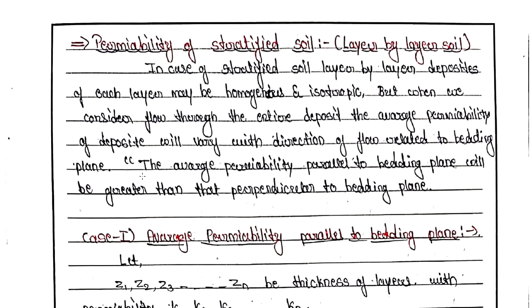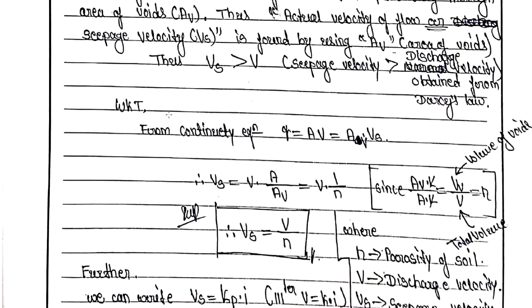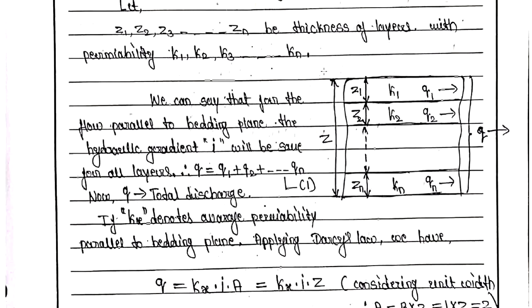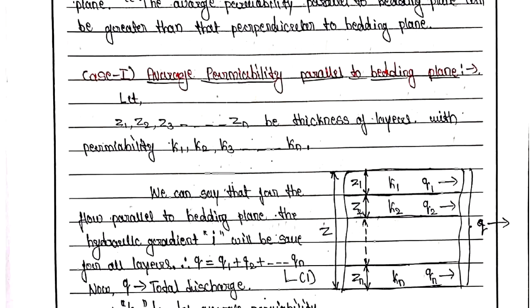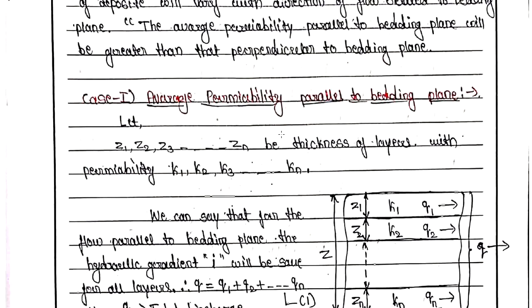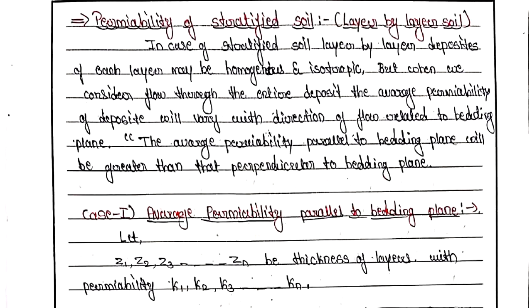By referring to this particular diagram, let us think that these are the stratifications of the soil which are in this horizontal manner. If the flow is in this horizontal manner, it is called flow parallel to bedding plane. If the flow is in vertical direction, we can say that flow is perpendicular to bedding plane. These layers are also called bedding planes. Now the average permeability parallel to bedding planes will be greater than perpendicular to bedding planes.